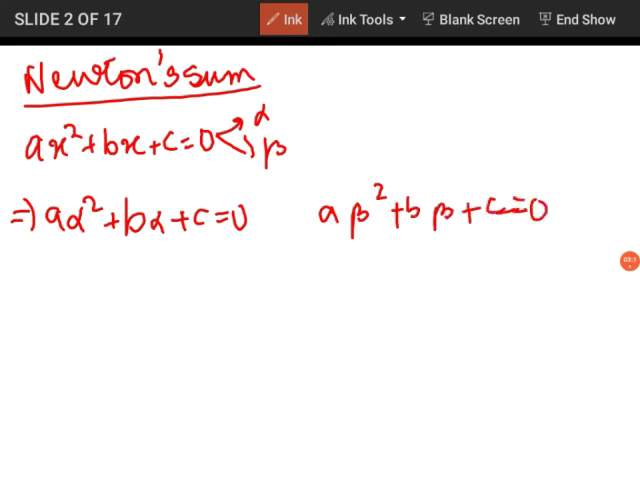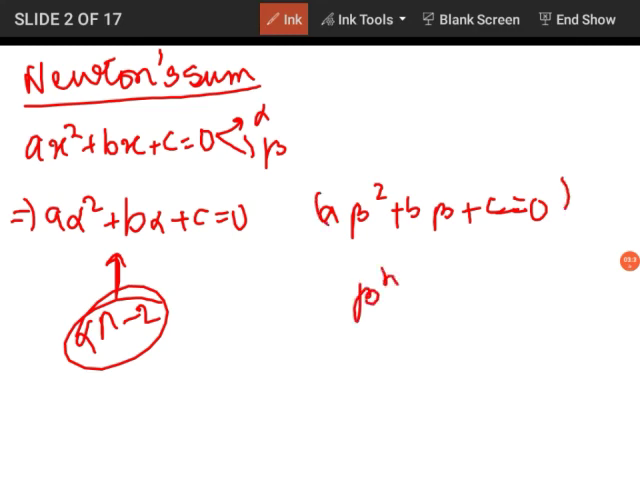Now if I multiply this equation with alpha raised to the power n minus 2, will it be wrong? Yes, obviously I can write this. And similarly, you can multiply the other quadratic equation with beta raised to the power n minus 2. Correct?